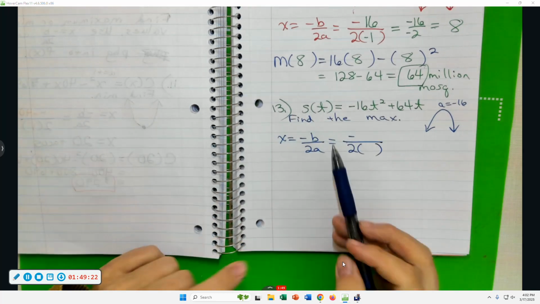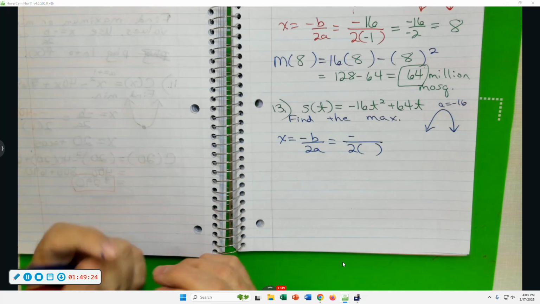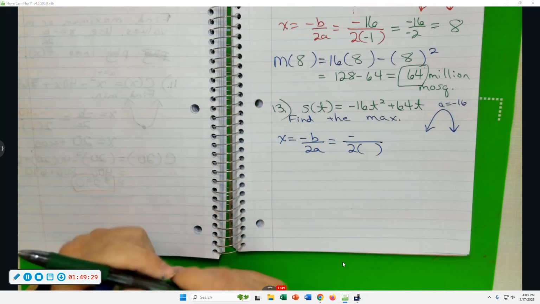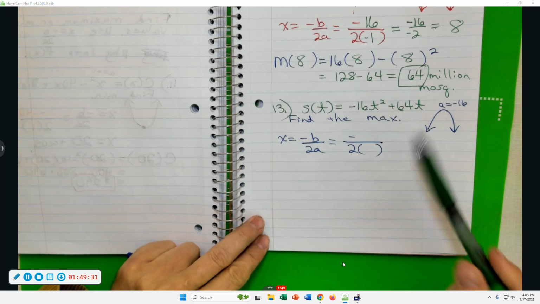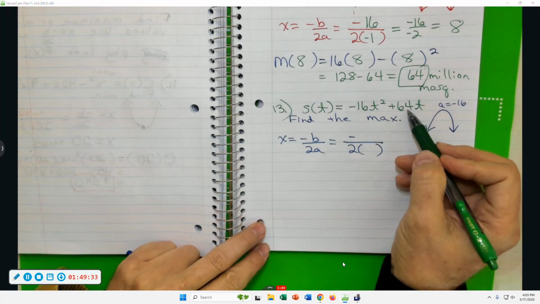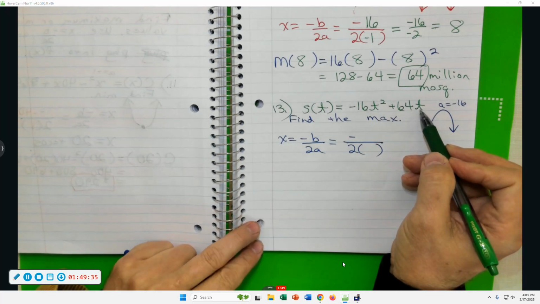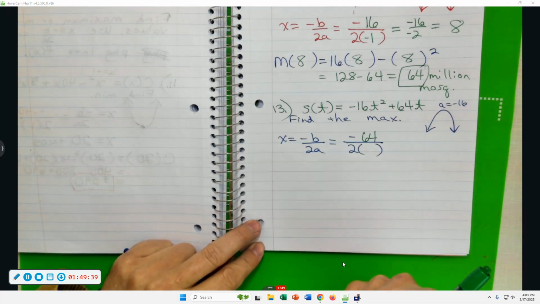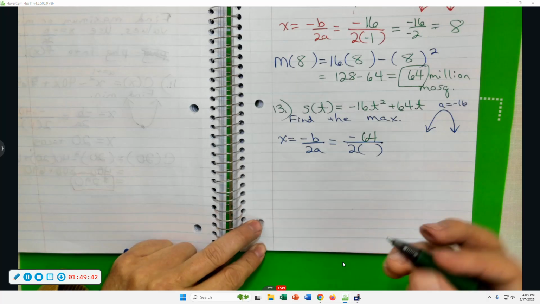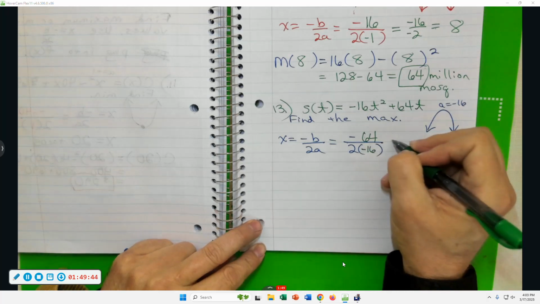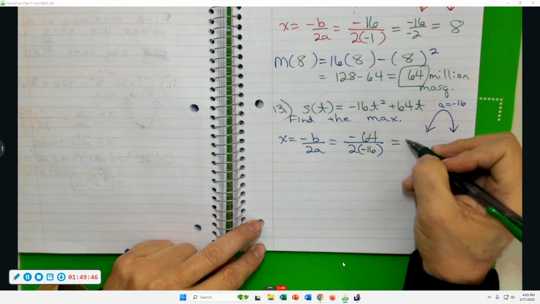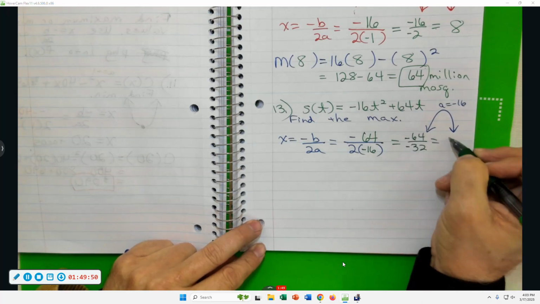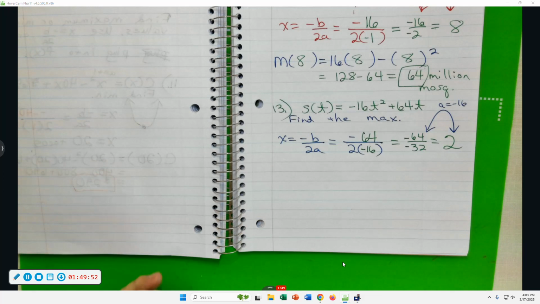What number is acting as b? 64. Remember that t is acting like an x. And so the number in front of the t variable is 64. And what did we say a was? Negative 16, sorry. So that's negative 64 divided by negative 32. That gives me a positive 2.